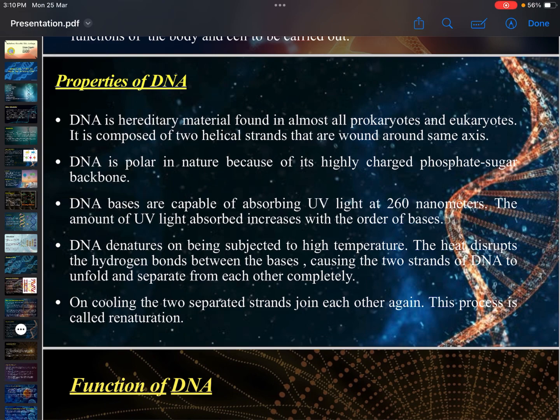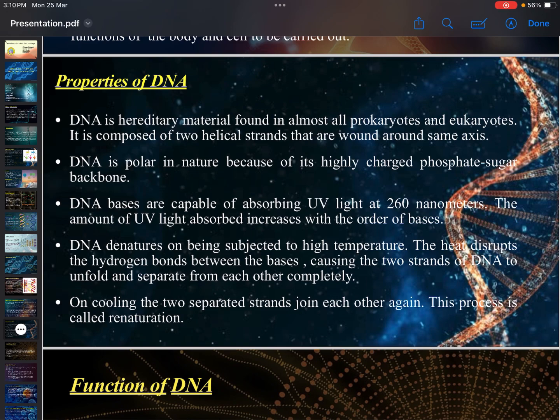DNA is hereditary material found in almost all prokaryotes and eukaryotes, obviously, but in viruses it is either DNA or RNA, not both. This point should be noted. It is composed of two helical strands wound around the same axis. DNA is polar in nature because of its highly charged phosphate sugar backbone. Obviously, phosphate is present, so it is negatively charged.